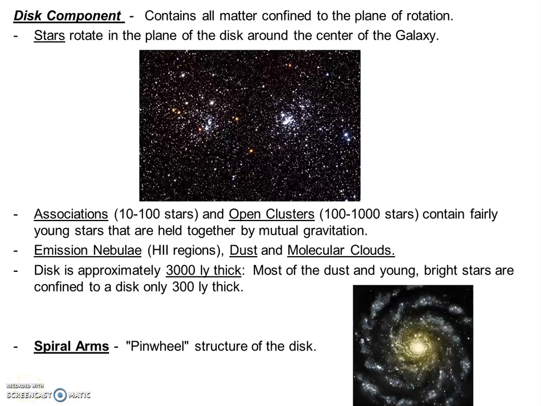Okay, we finished part 2 by talking about the components of our galaxy. We started out with the disk component because we live in a spiral galaxy. And the reason it's called a spiral galaxy is because the disk has kind of a pinwheel shape.